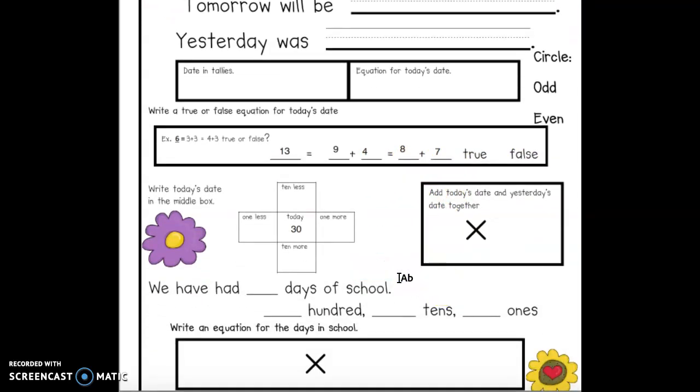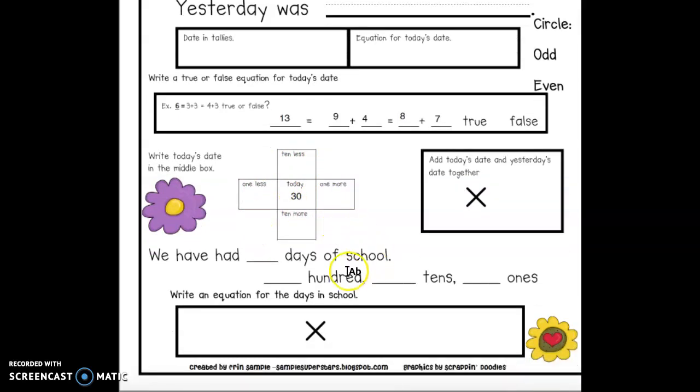Okay, moving down, we're not going to do the ones with X's. Please don't do, so don't worry about these 2 boxes. I would like for you to fill in 1 less and 1 more, 10 less and 10 more for the number 30. And then I want you, this problem here underneath the purple flower, this is where we will talk about our days of school.